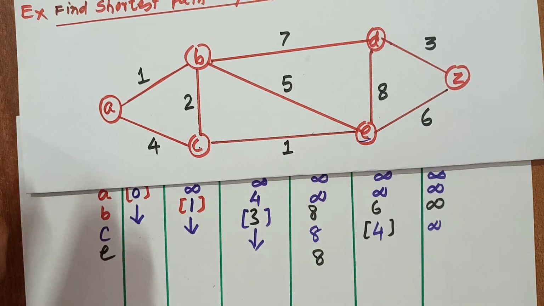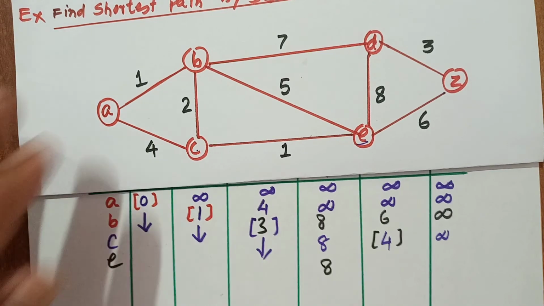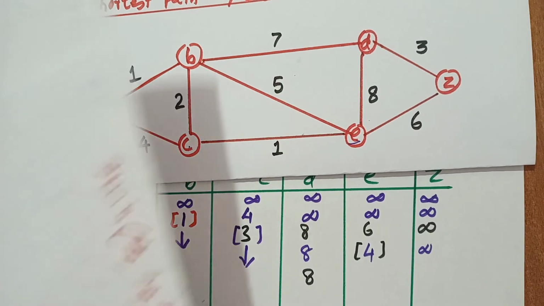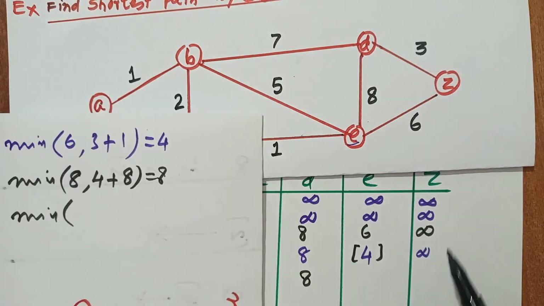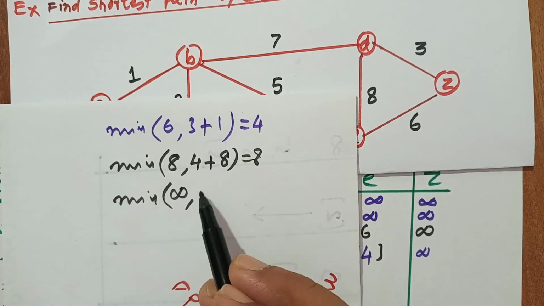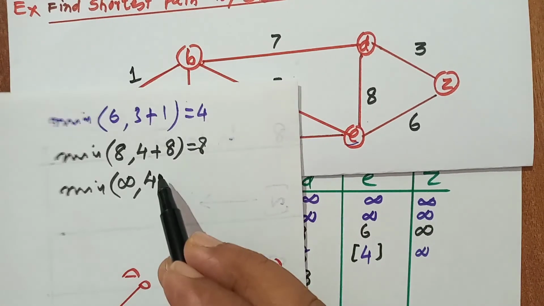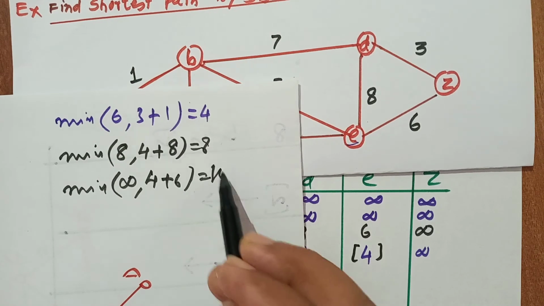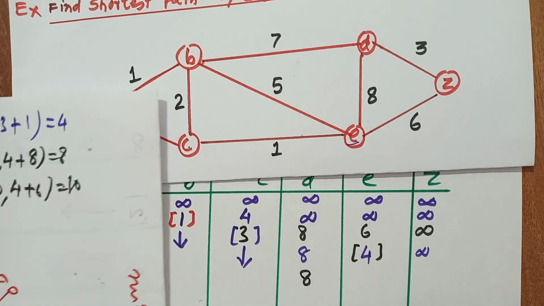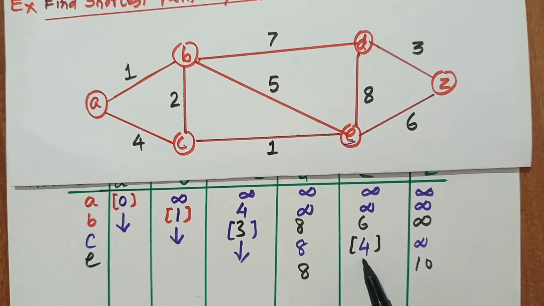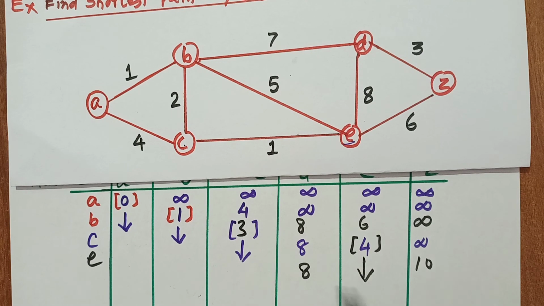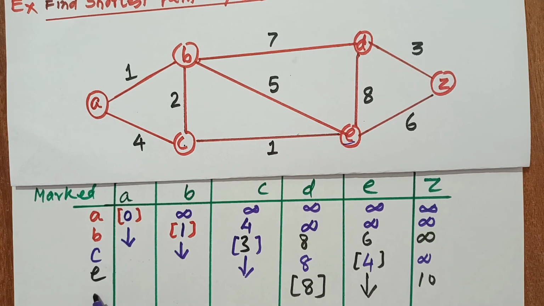Now E to Z. So again we will use the formula. So the E to Z formula is minimum of the old value. The old value of Z is infinite. Marked value 4 plus weight is 6. So this is 10. Okay. So this is 10. And since this is marked, so no need. Now what is the minimum? So 8 is minimum. So we mark 8. Now where is 8? 8 is D. So we will write here D.